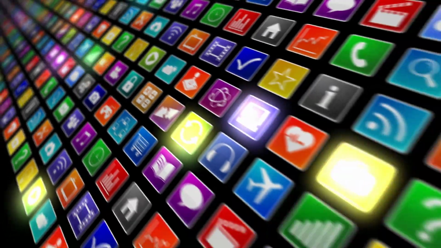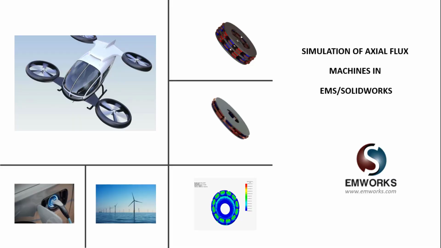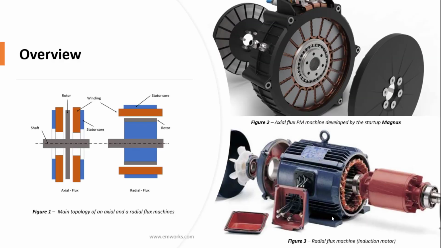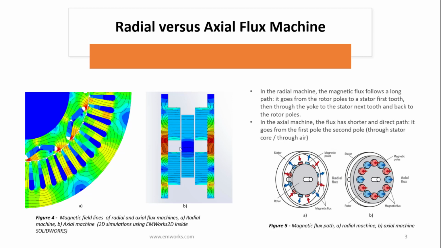Welcome again to the EMWorks webinar series, Simulation of Axial Flux Machines in EMS and SolidWorks. Electrical machines are either radial flux or axial flux. The radials are well known, well understood, and have been used for more than 100 years. On the other hand, the axials are relatively new but experiencing a higher and higher demand, especially in the automotive sector. As their name implies, the magnetic flux direction relative to the machine rotational axis of each type is different.